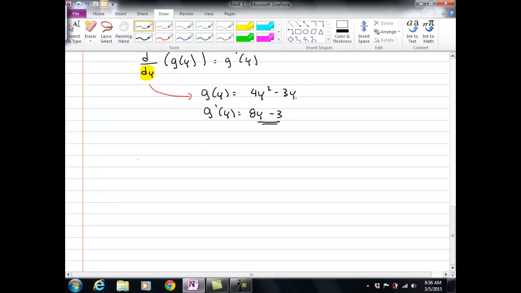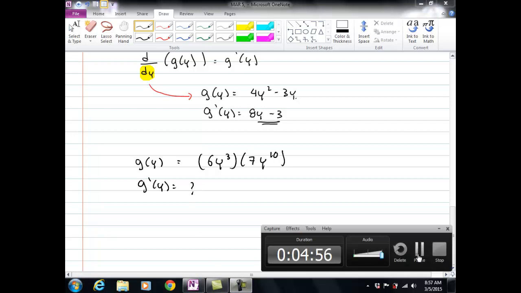Try this. Find g of y. Well, I'm going to tell you what g of y is. 6y cubed plus 7y plus 10. What does g prime of y equal? Have fun.